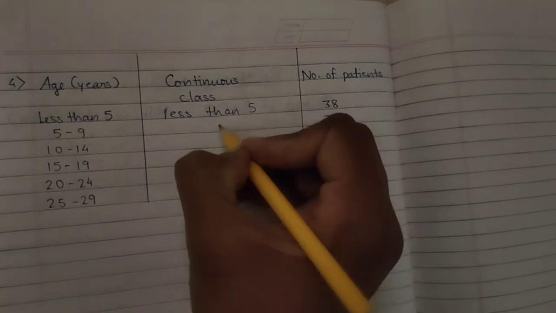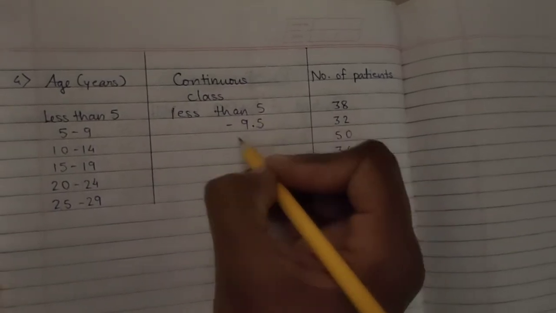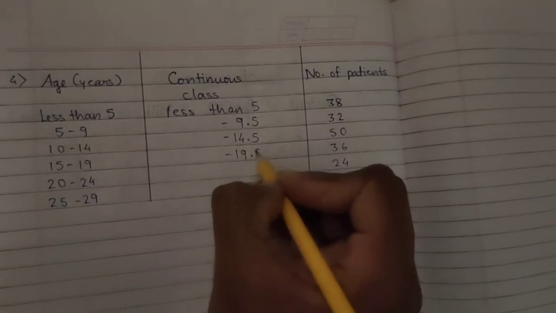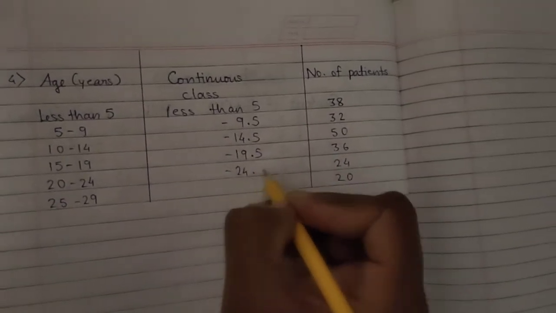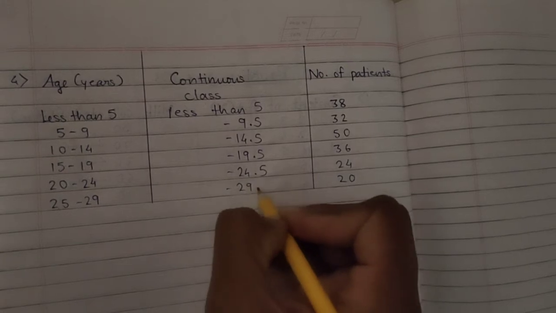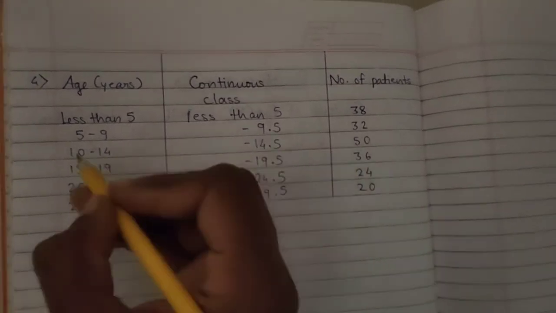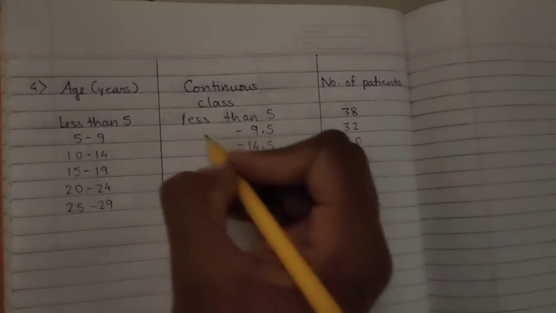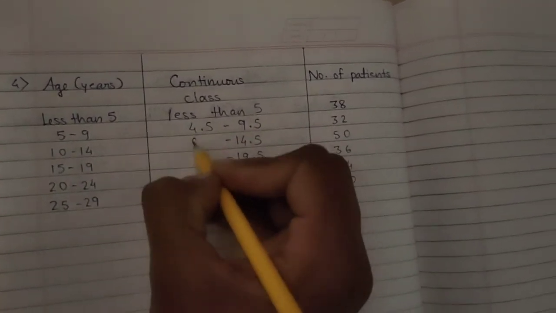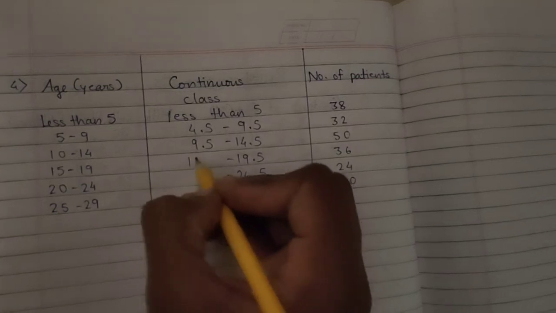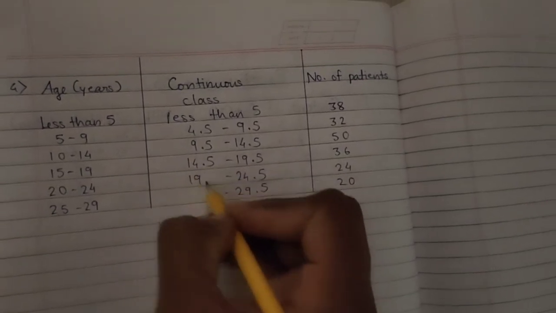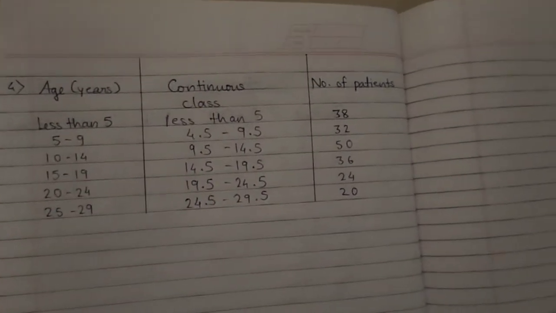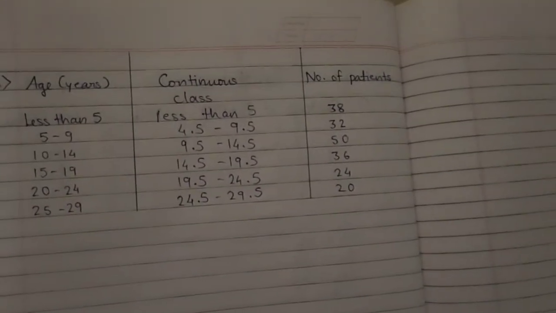So if you add 0.5 here, you will get 9.5, 14.5, 19.5, 24.5, 29.5. Okay, and if you subtract, before 5 you know 4 is there, so right here 4.5, 9.5, 14.5, 19.5, 24.5. Okay, so I have made this class continuous.